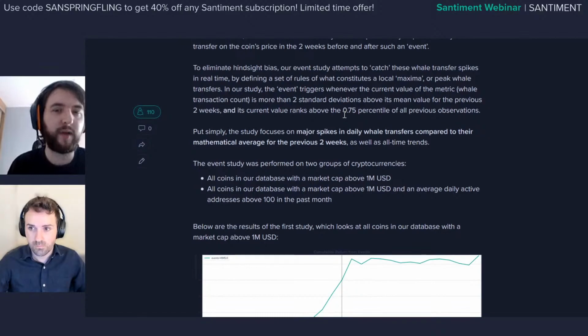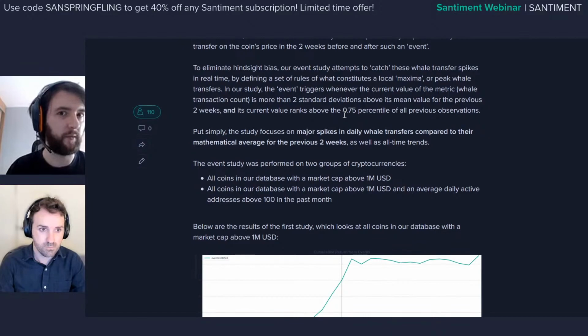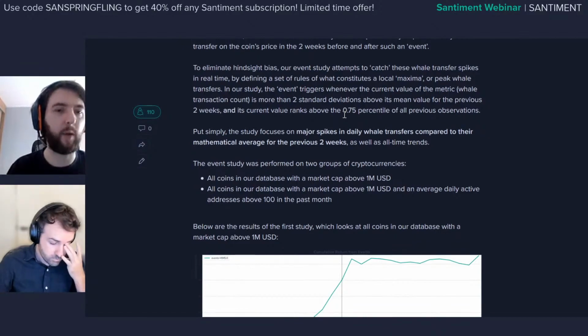Essentially what we're trying to do here is figure out what happens with the price of the coin before and after there is a massive uptick in daily whale transfers, in daily transfers worth more than $100,000 for a specific coin.